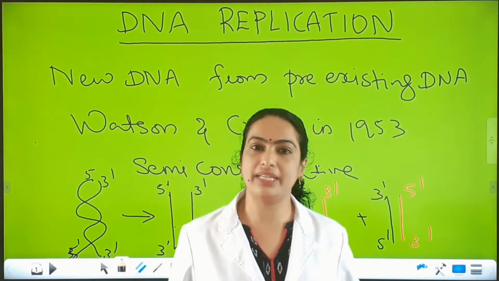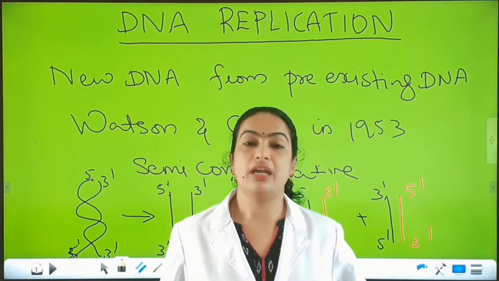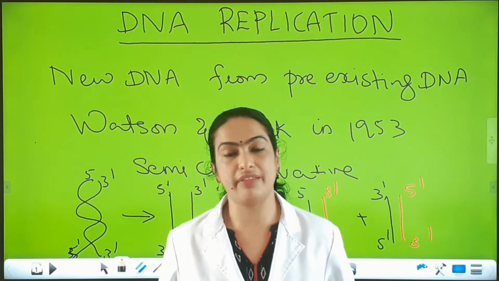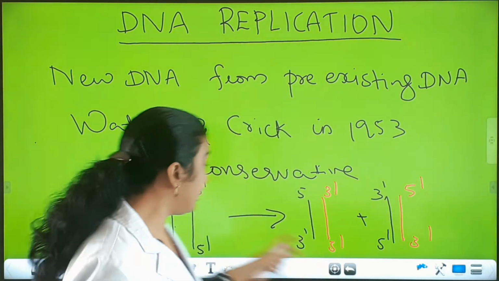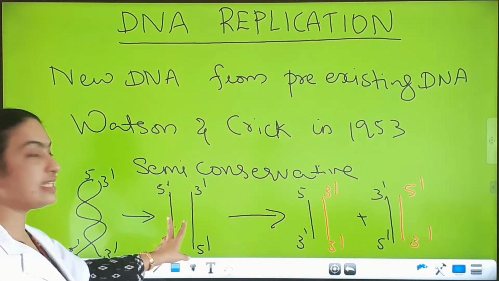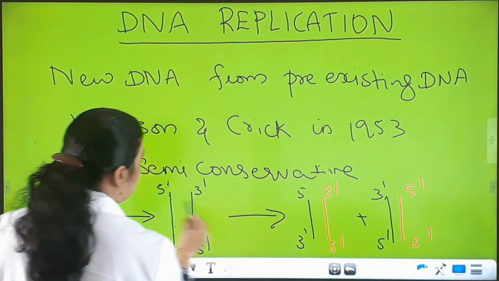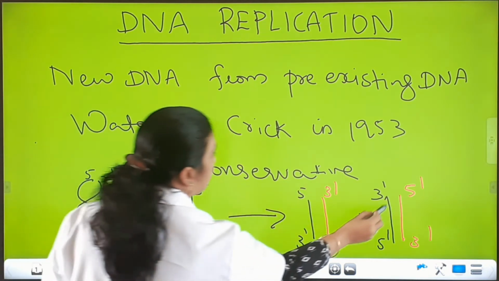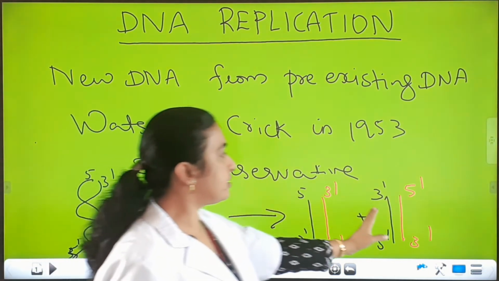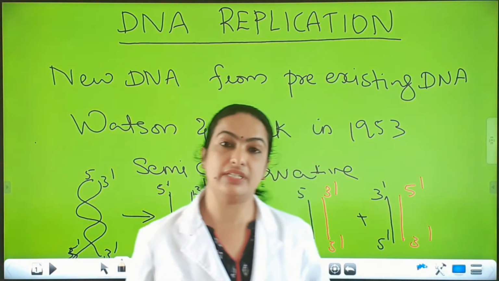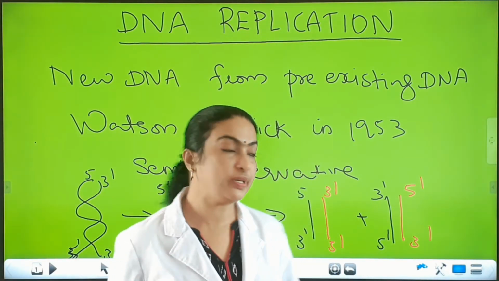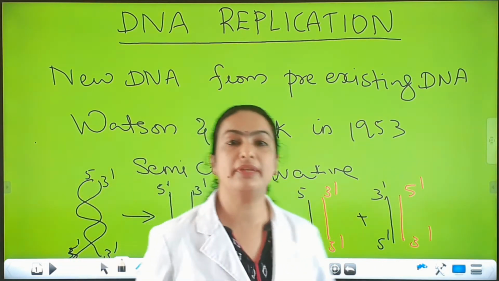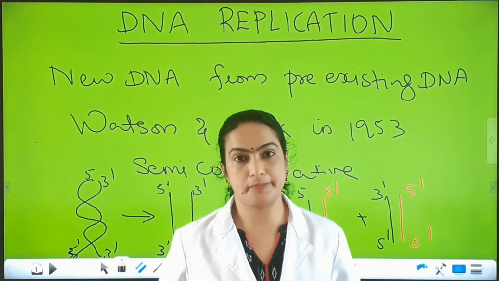What is meant by template strand? I taught you in the last class. The strand which is capable of making a new strand is called a template strand. Here the two strands can act as template strands. This is one template strand, and this is another template strand. The two separated strands of the double helix DNA molecule can form a new strand which is complementary to the old strand.